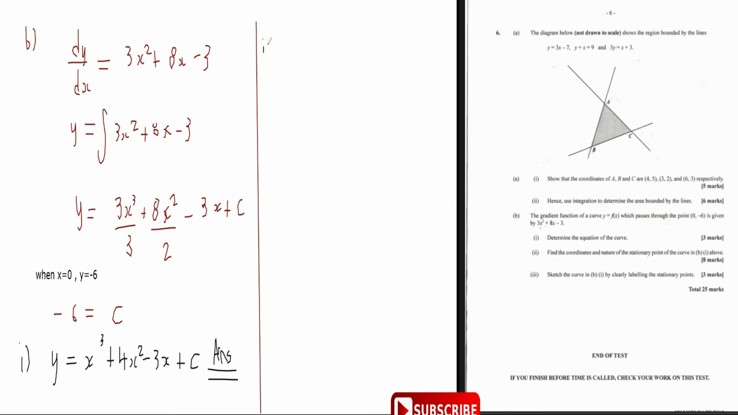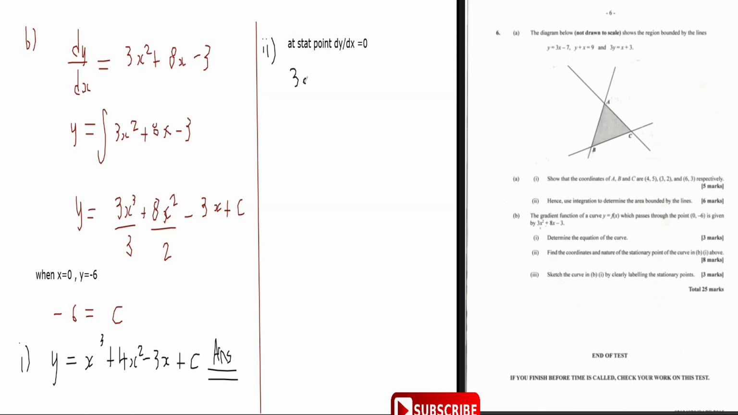Part 2. Part 2 is, it says find the coordinates and the nature of the stationary point of the curve in part (i) above. So we need to find the stationary point. So to find the stationary points, we solve dy by dx equals 0. So you can write that down. At stationary point, dy by dx is equal to 0. And so all we need to do is set dy by dx equal to 0.